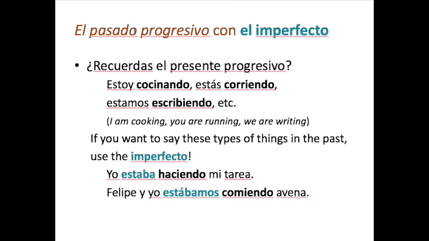If you want to say these types of things in the past, use el imperfecto. So we don't have to say estaba. I'm so sorry, I got lost in my train of thought there. So what we want to say is yo estaba haciendo mi tarea. I was doing my homework. Felipe y yo estábamos comiendo avena. We were eating oatmeal.